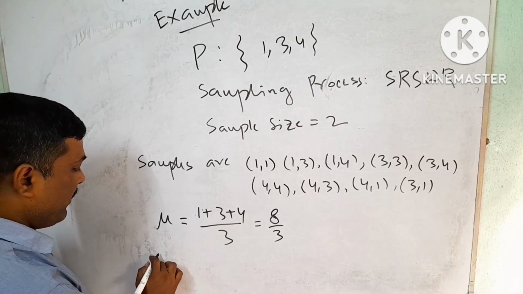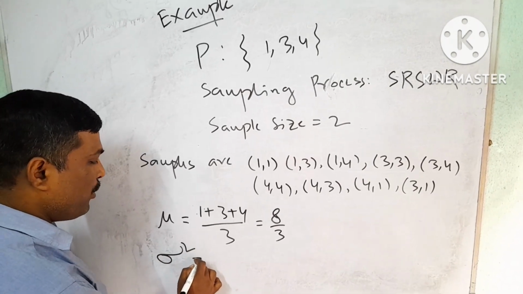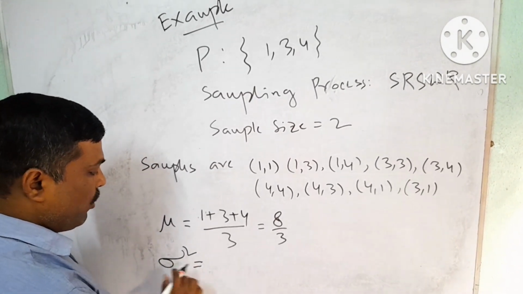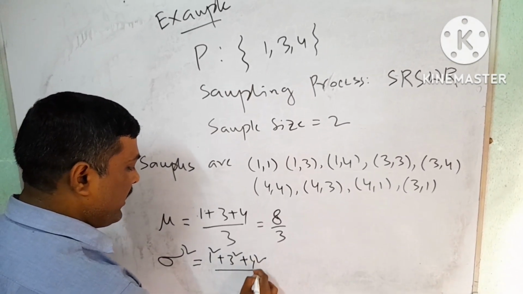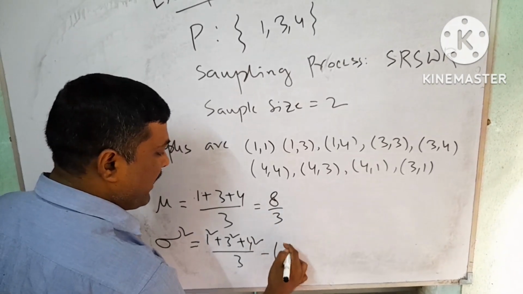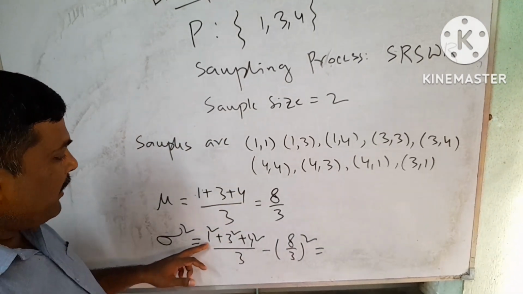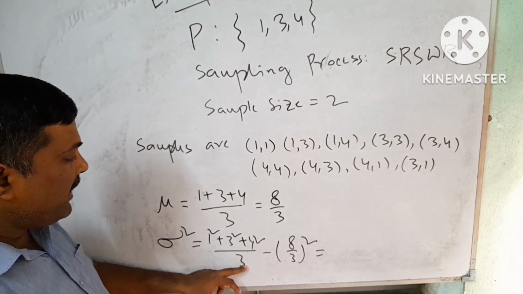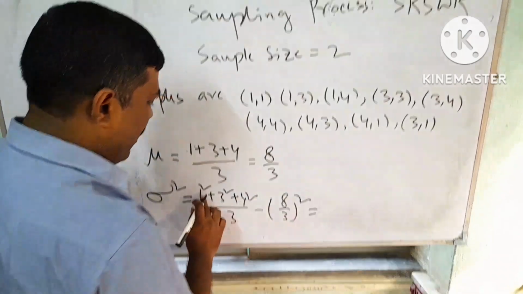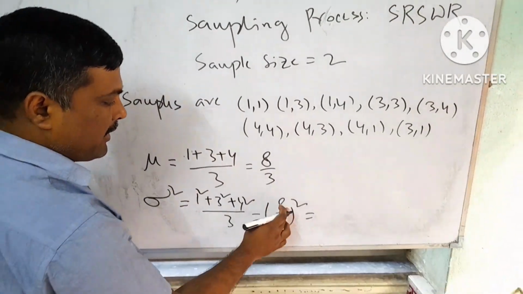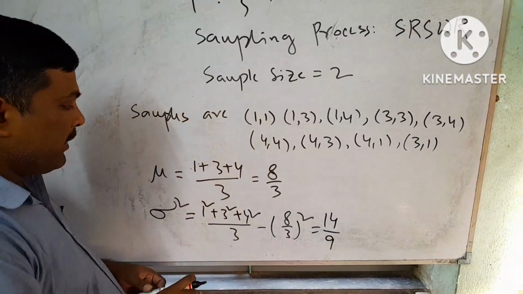First calculate the population variance, sigma square; the population standard deviation is sigma. Population variance sigma square equals 1 square plus 3 square plus 4 square divided by 3, minus mean 8 by 3 whole square. Simplify and you will get 14 by 9.